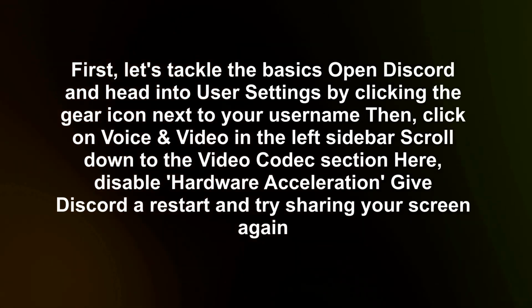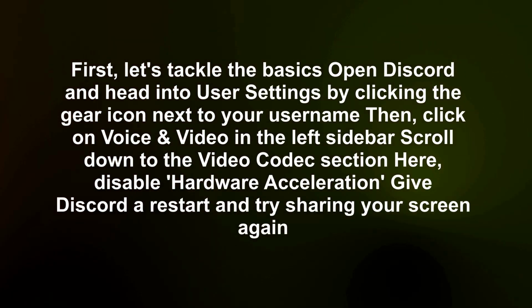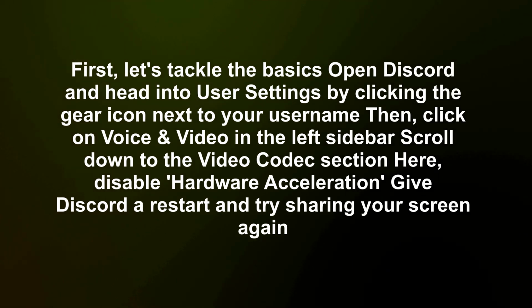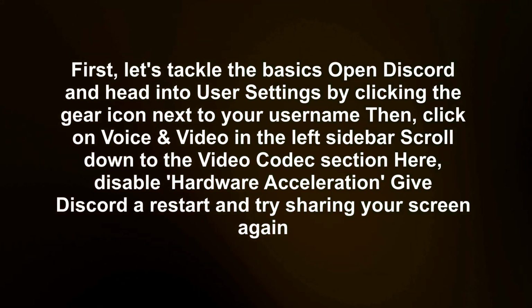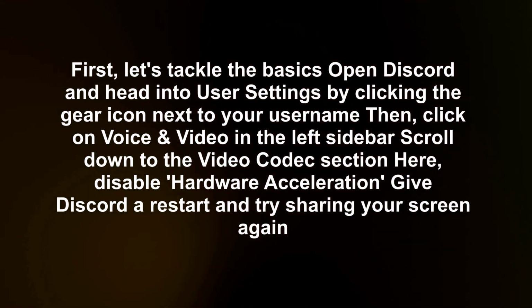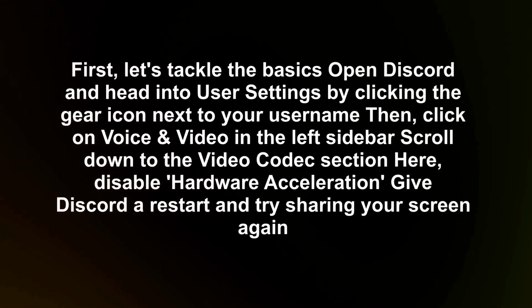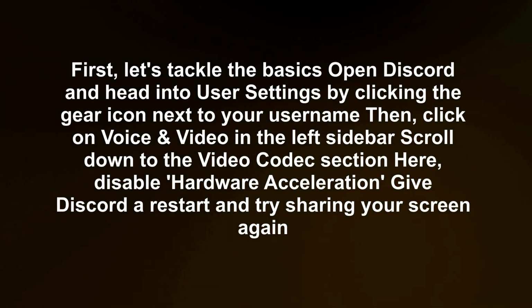First, let's tackle the basics. Open Discord and head into user settings by clicking the gear icon next to your username. Then, click on voice and video. In the left sidebar, scroll down to the video codec section here. Disable hardware acceleration, give Discord a restart, and try sharing your screen again.